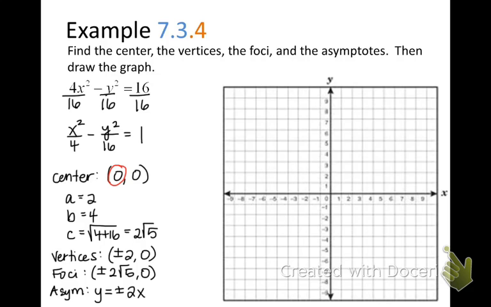Are there any questions on how to find all of those different pieces? All right, so then you just go ahead and graph it. So I have my center is at 0, 0. I have vertices at negative 2 and positive 2, 0. When I'm plotting my foci, I need to get at least in between the 2 correct points, right? So I'm going to think about it in terms of rather than 2 square root of 5, I'm going to think about it as the square root of 20.